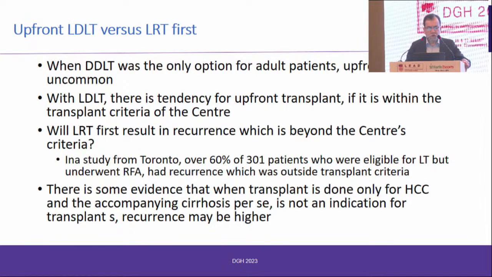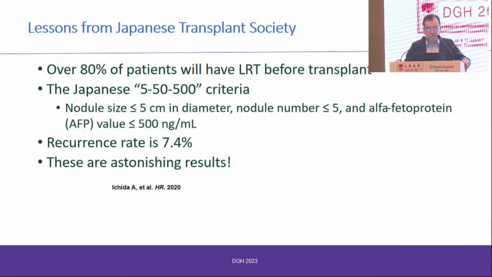And there's also growing evidence that when transplant is done for HCC alone, and not for advanced accompanying cirrhosis, which per se would not have been an indication for transplant, then recurrence may be higher. So this is another important lesson from the Japanese Transplant Society. Over 80% of patients will undergo local regional therapy before transplantation. They came up with the Japanese 5-5-500 criteria: nodule size less than 5, nodule number less than 5, AFP less than 500, and recurrence rate is 7.4%.